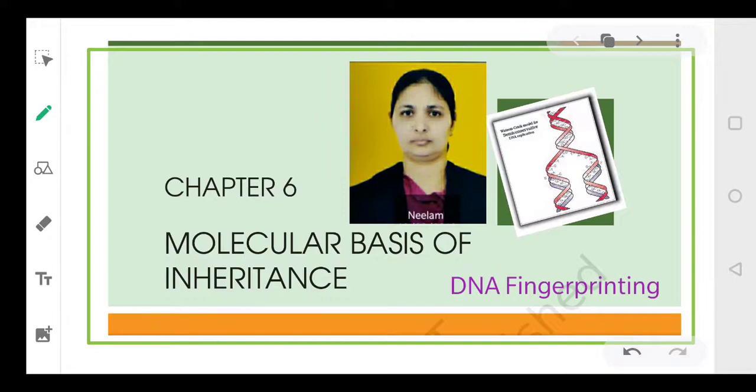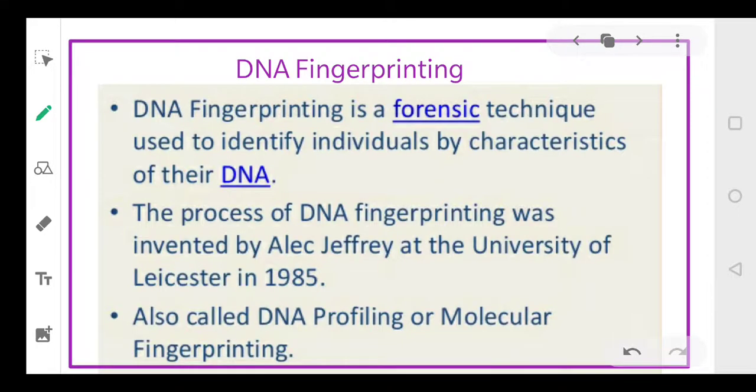So let's start with today's topic, DNA fingerprinting, and it's a very important topic, everyone. Are you ready? Okay, let's start then. DNA fingerprinting is basically a forensic technique which is used to identify individuals by the characteristics of their DNA, right? This technique is extensively used in forensic science, where there is a debate regarding criminal cases, or there is a parental dispute regarding a child.